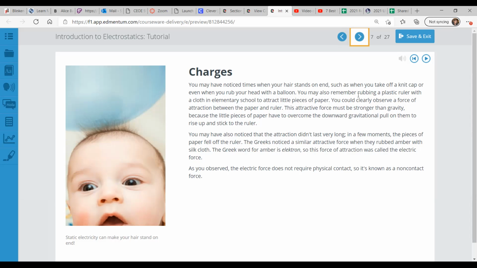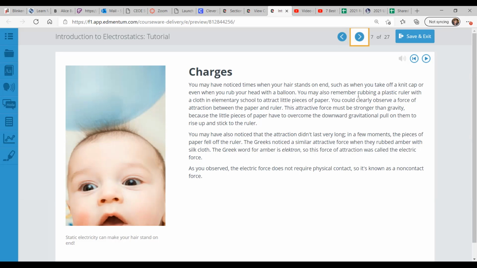This attractive force must be stronger than gravity itself, because the little pieces of paper have to overcome the downward gravitational pull on them to rise up and stick to the ruler, right? You may have also noticed that the attraction didn't last very long. In a few moments, the pieces of paper fell off of the ruler.